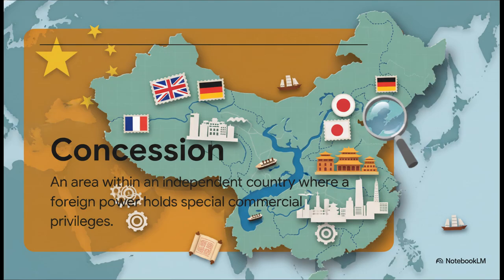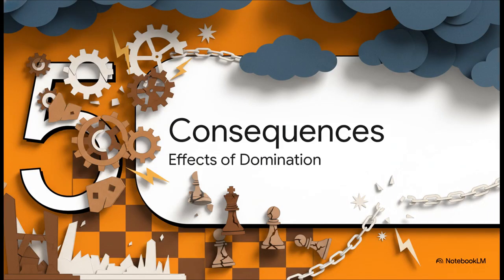And then there was the concession. I honestly like to think of this one as an imperial cheat code. A concession was a special zone inside an otherwise independent country where foreign powers got to make the rules. China is the best example of this. European powers and Japan couldn't conquer all of China, so instead they forced China to hand over specific areas, like parts of Shanghai, where foreign businesses operated totally freely, and local Chinese laws didn't even apply to them. Crazy, right?